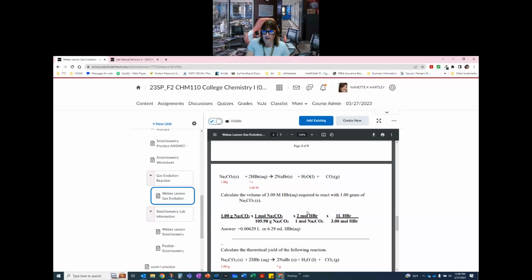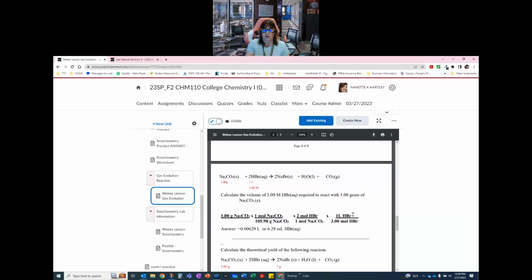Instead of going from moles to grams, we want to go from moles to liters. And the way that we do that is by using the molarity, the moles per liter. So we divide by the number of moles per liter, and that'll tell me how many liters are required, which I can then convert to milliliters. Okay, so this is another way that we can do this calculation.